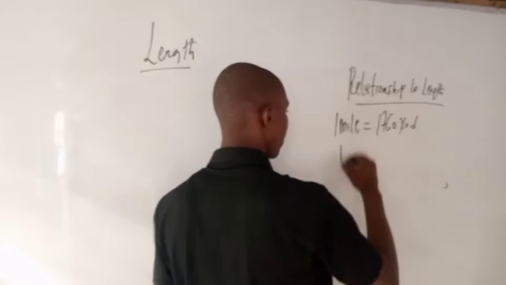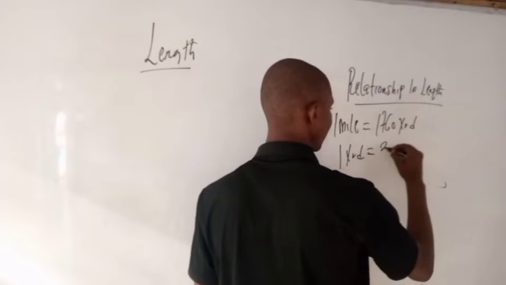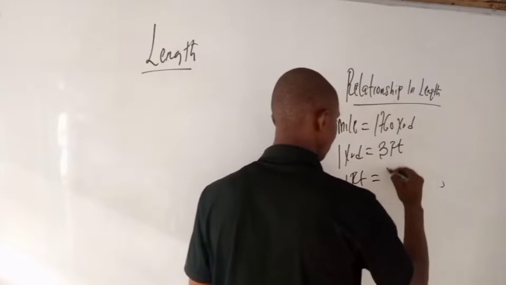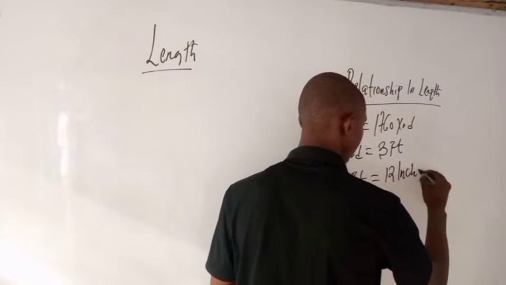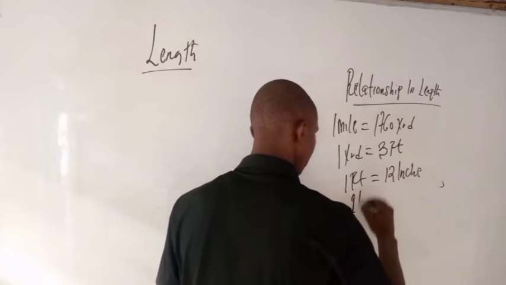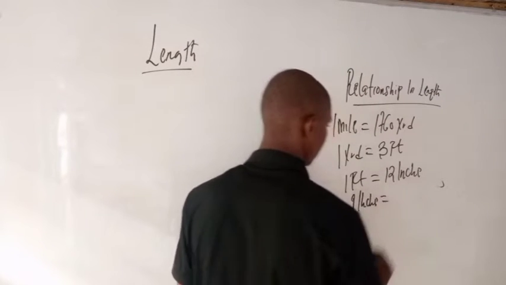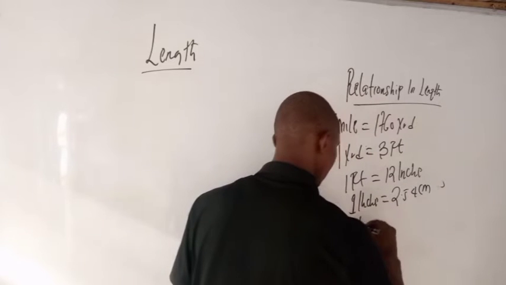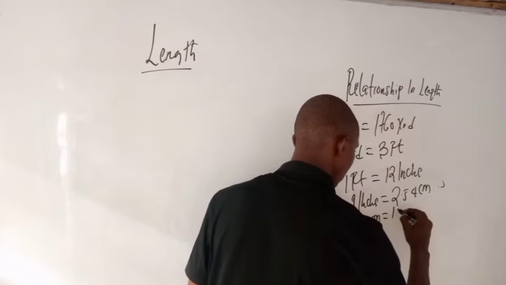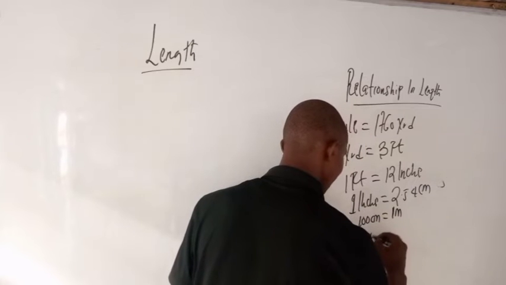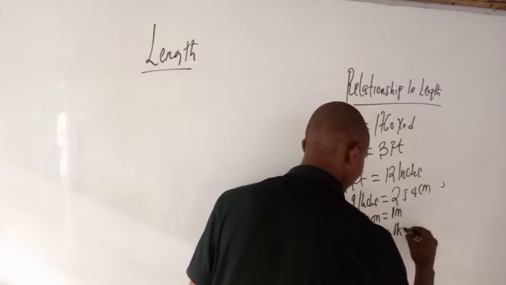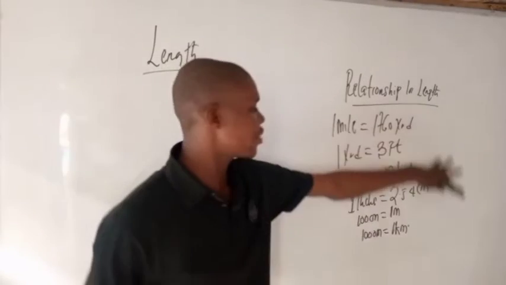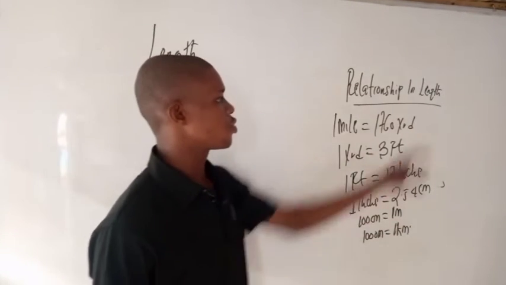1 yard equals 3 feet. 1 foot equals 12 inches. 1 inch equals 2.54 centimeters. 100 centimeters equals 1 meter. 1000 meters equals 1 kilometer. So these are my various units when it comes to length.